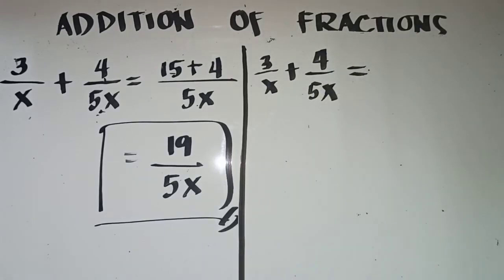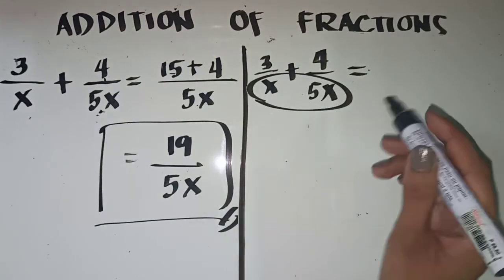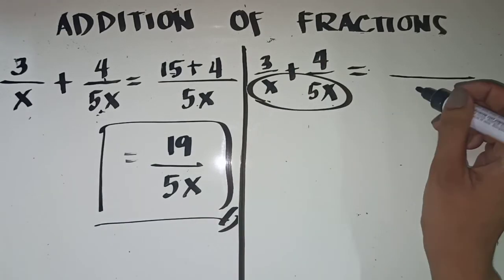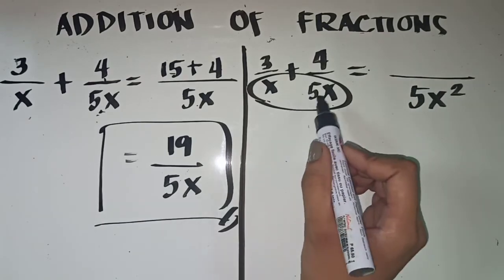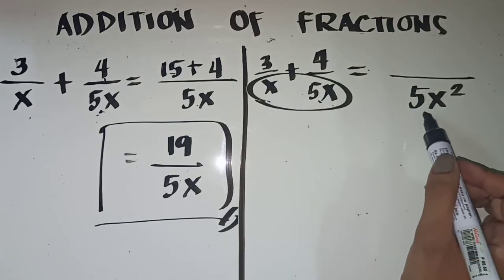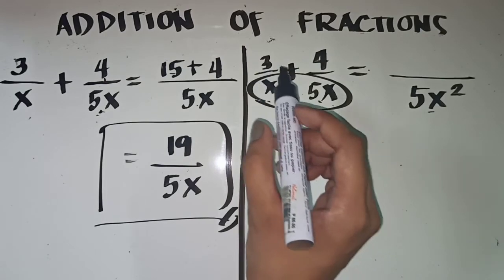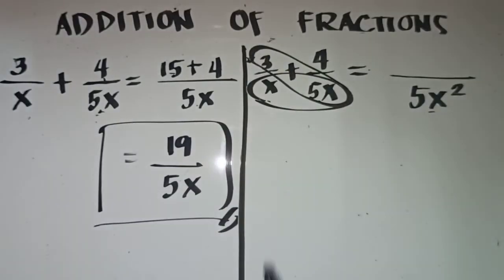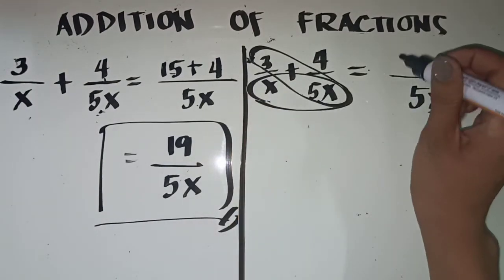So again, butterfly method. Just multiply the denominator. So x multiplied by 5x is 5x squared. Okay, next. Multiply the numerator and the denominator of the second term. So, itong 3 multiplied by 5x. 3 multiplied by 5x is 15x.